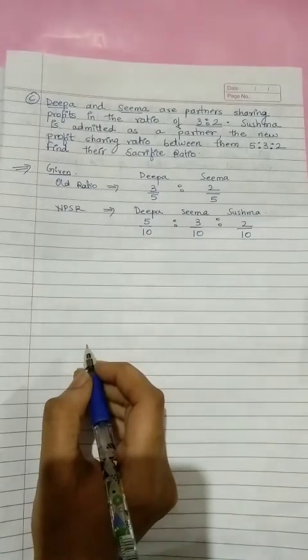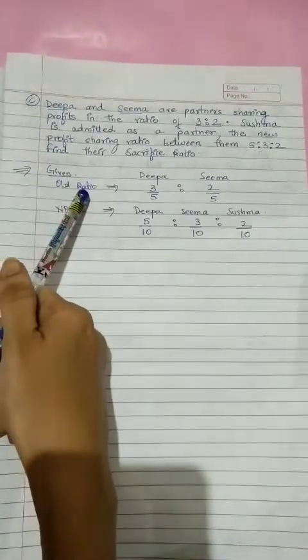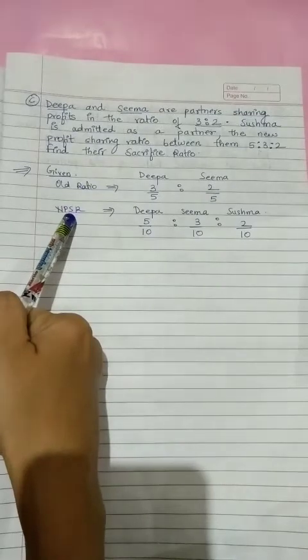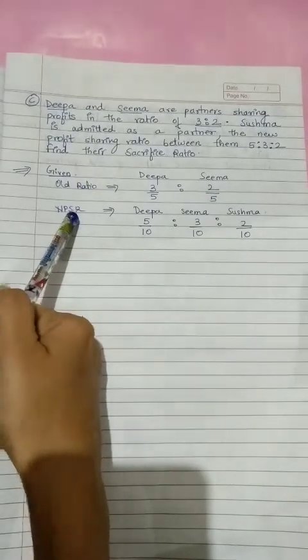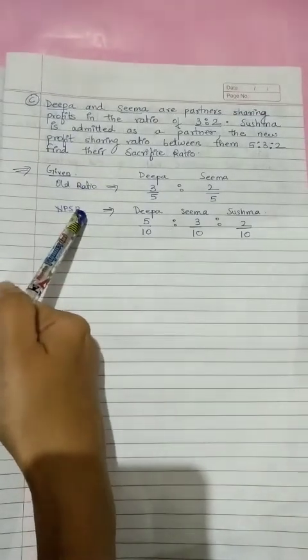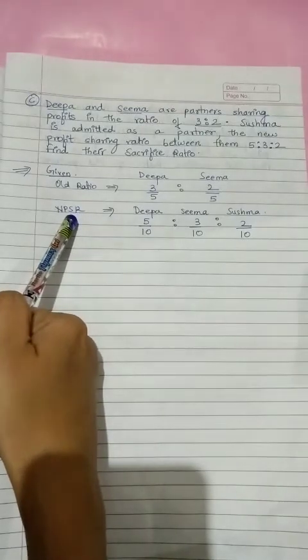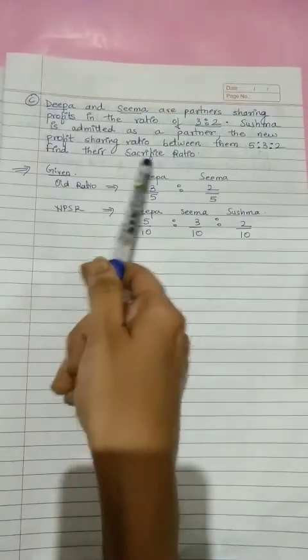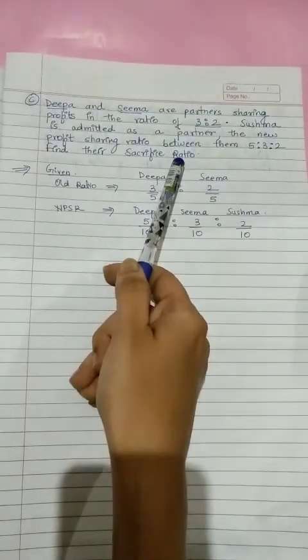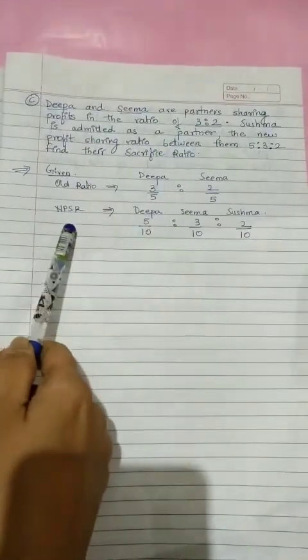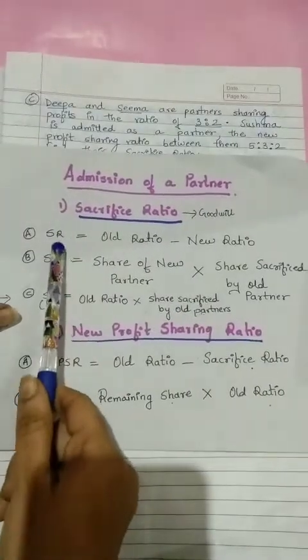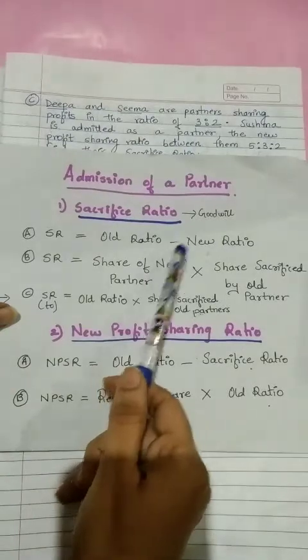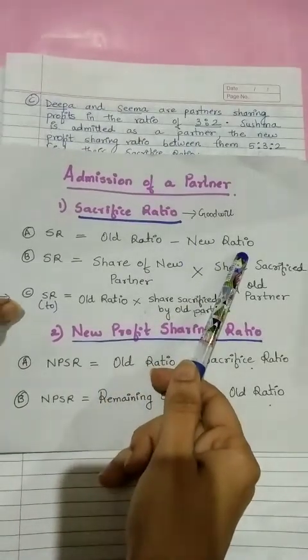Okay, now we have with us the old ratio, we have with us the new profit sharing ratio. So here in this problem you don't need to calculate the new profit sharing ratio. That means what you have to calculate? Sacrifice ratio. So find their sacrifice ratio. See, here it is given. So when we have the old ratio and new profit sharing ratio, it is very easy. You can apply this first formula, old ratio minus new ratio. Okay.